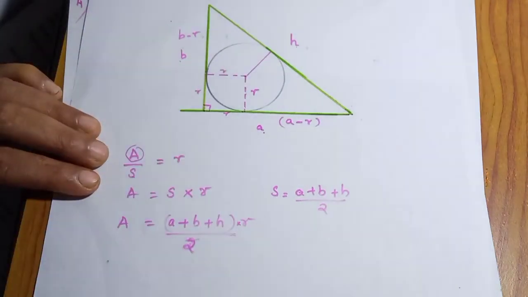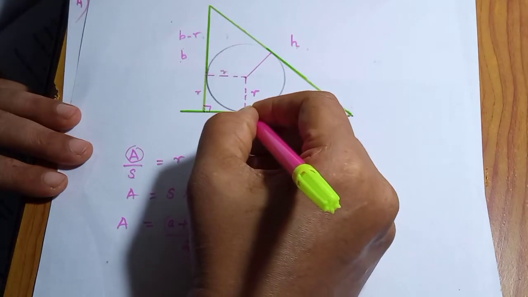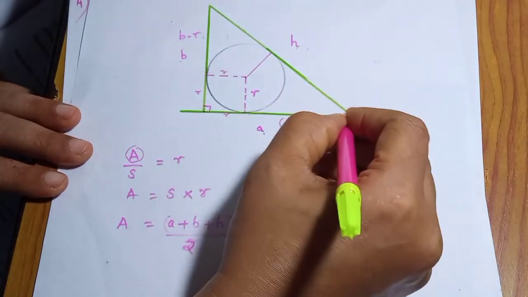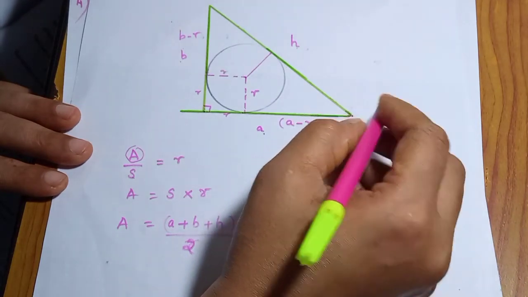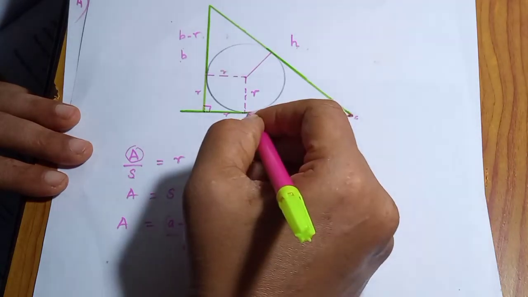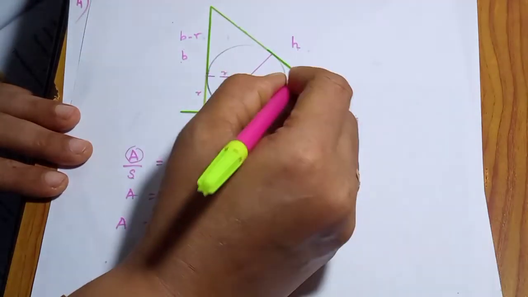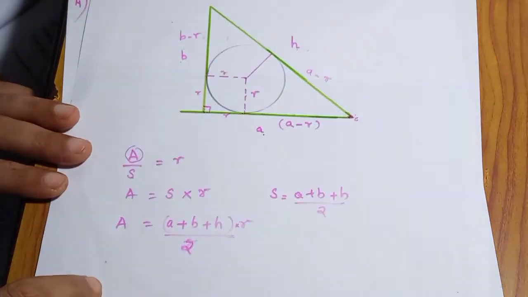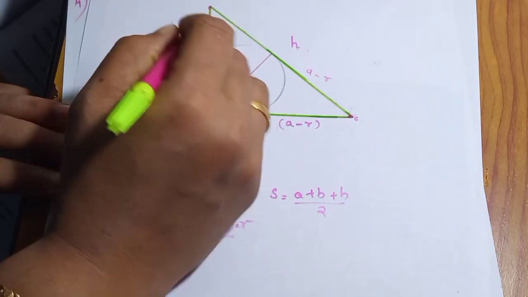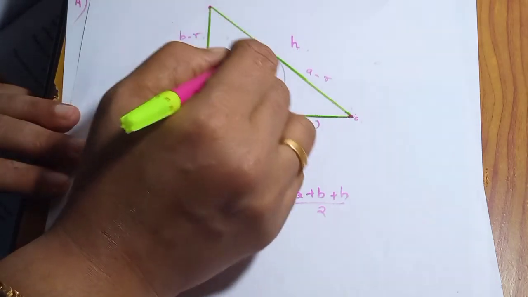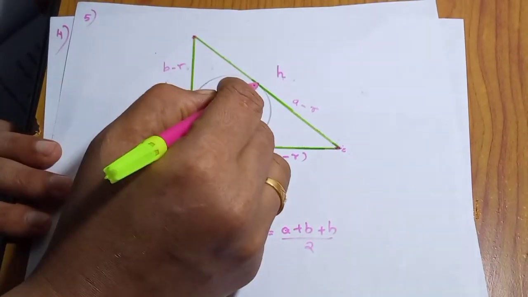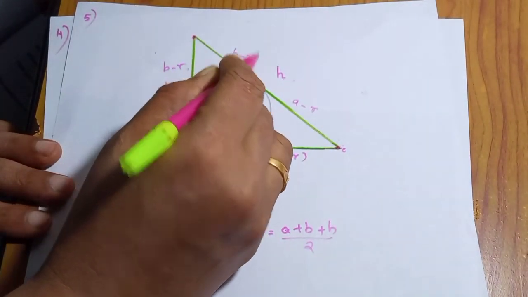And we know that this length is equal to a minus r, that is the tangent drawn from this vertex. So this length is equal to a minus r, then this length is also equal to a minus r. Similarly, these two are tangents drawn from the same point, and this length is equal to b minus r, then this length is also equal to b minus r.